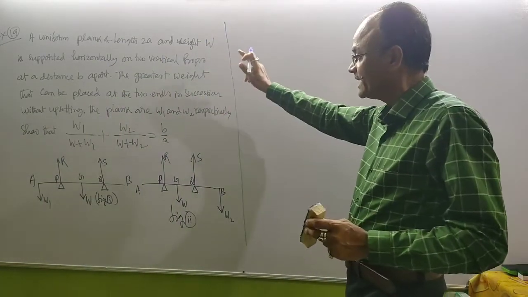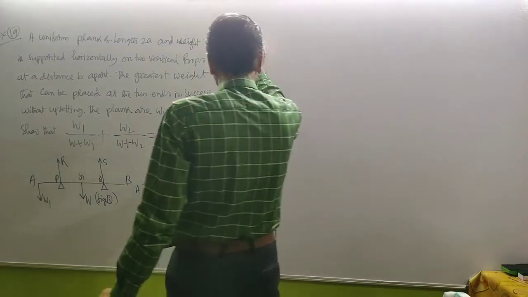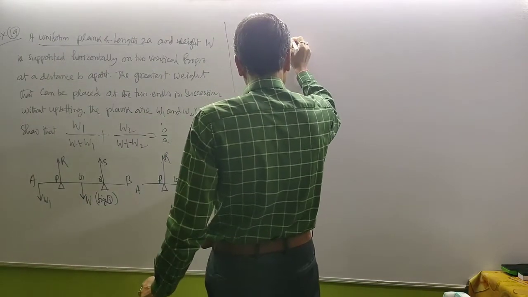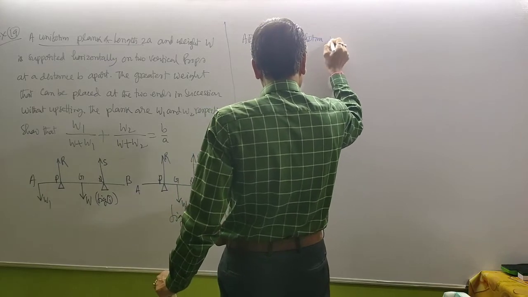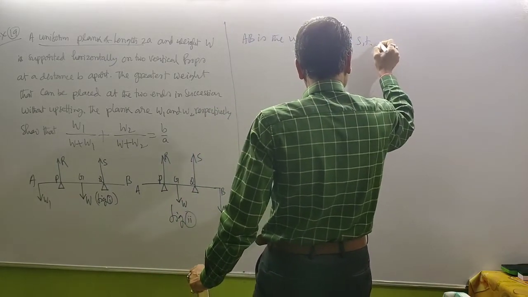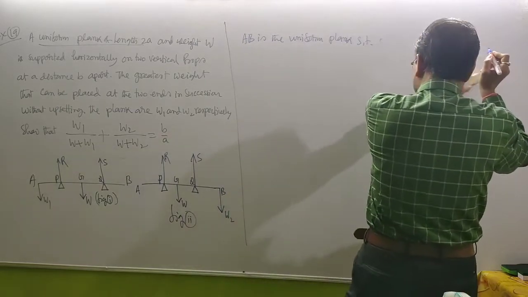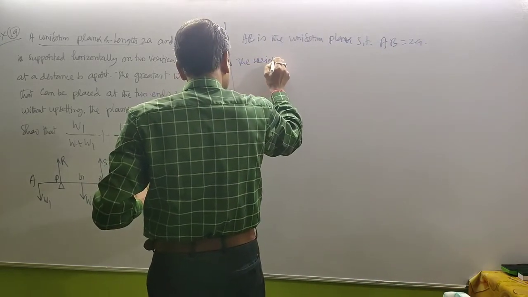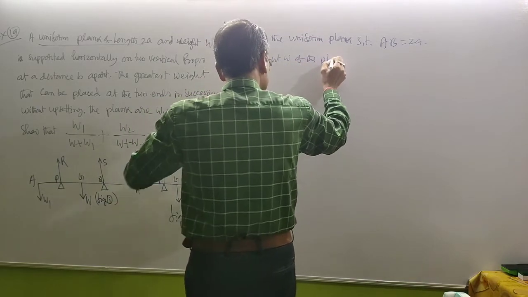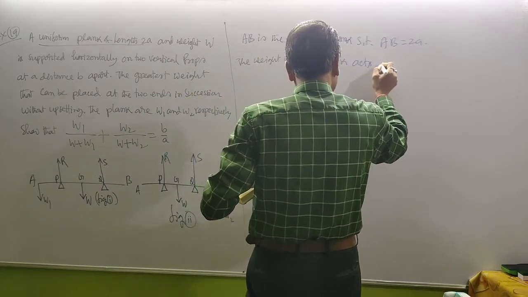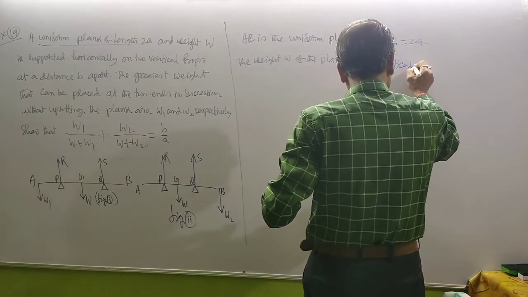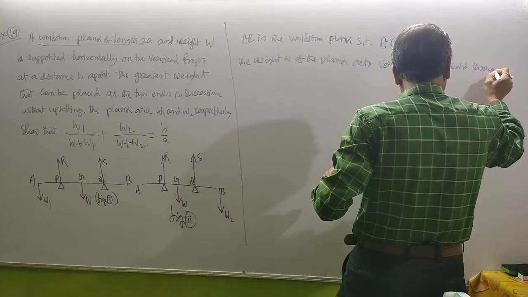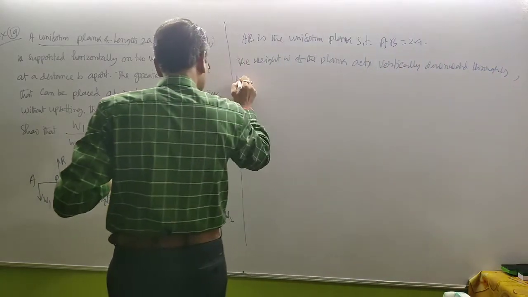You see, AB is the uniform plank such that AB equal to 2a. The weight W of the plank acts vertically downwards through G. What is G? The middle point of the plank.